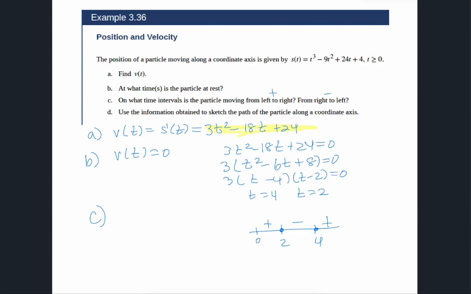That's positive again. Now, very often, not all the time, I don't guarantee it, but many times you will see that alternating pattern, plus minus plus or minus plus minus, depending, but that's pretty common. You can't guarantee that depending on how the factorization is, but it is common. So it says on what time intervals? It's going from left to right, which is positive, from 0 to 2, and also from 4 to infinity. And then it's going from right to left, so backwards, only from 2 to 4.